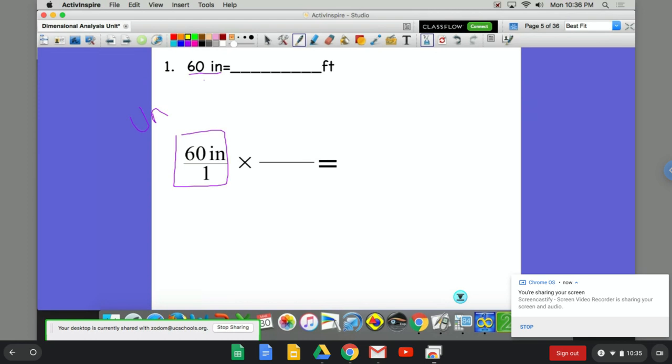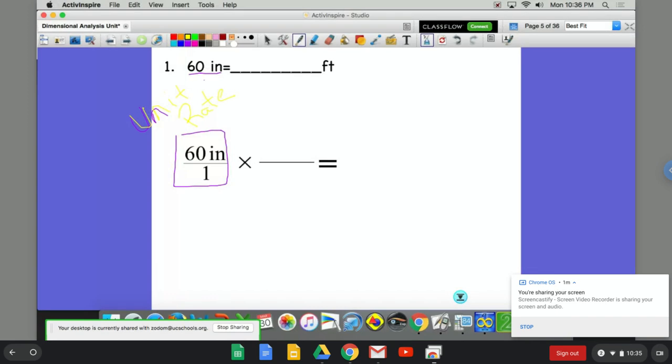Let me write a different color. A unit rate that we just got done discussing. Now we can compare it. And in order to compare it, we need to know how many inches are in a foot. And we all know that there's 12 inches in a foot, but we don't just write inches wherever we want, and we don't just write feet wherever we want.